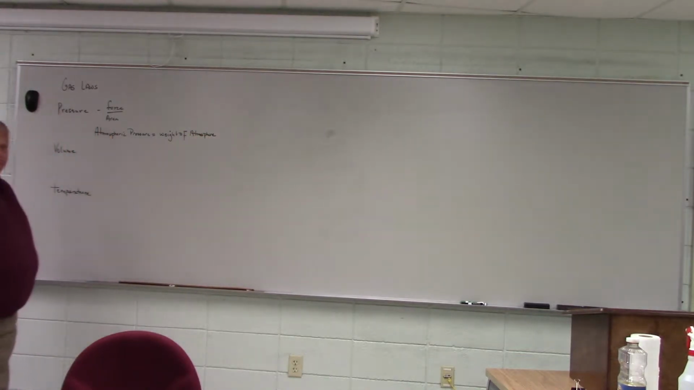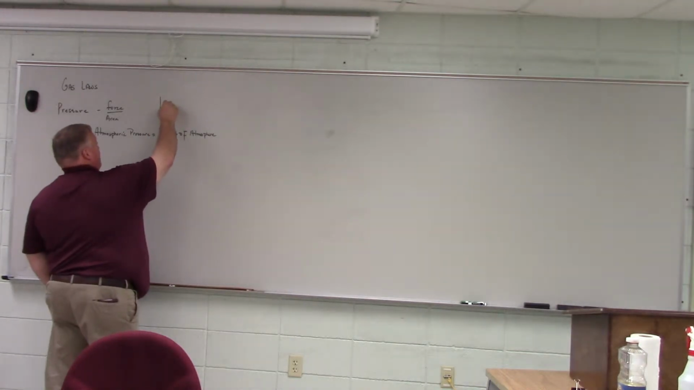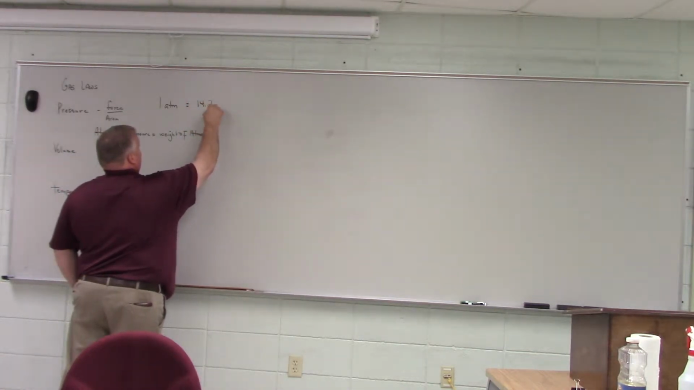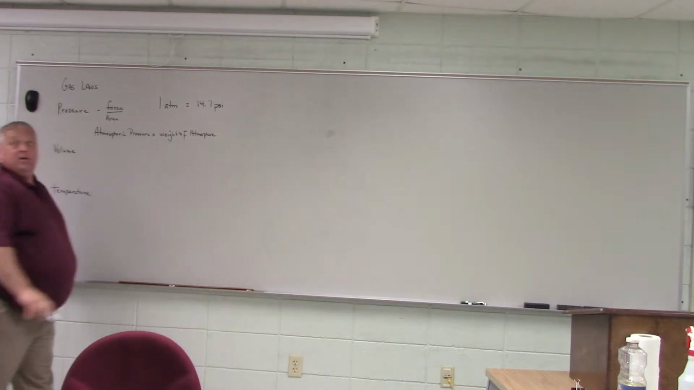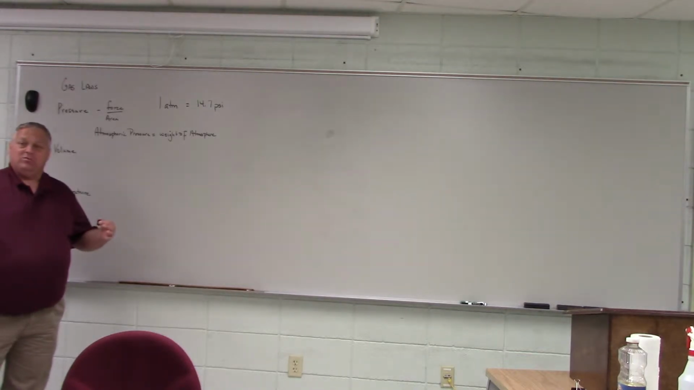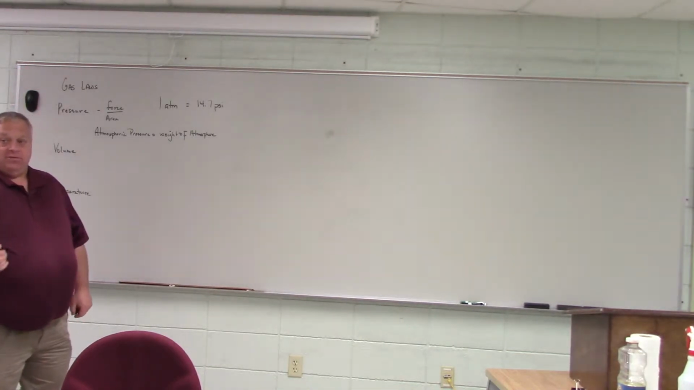At sea level, a column of air, 1 square inch, so 1 inch by 1 inch from sea level to the top of the atmosphere, weighs 14.7 pounds. So 1 atmosphere, 1 ATM, is equal to 14.7 psi. So if you're down at the beach, every square inch of your body is supporting 14.7 pounds of air from where you are to the top of the atmosphere.